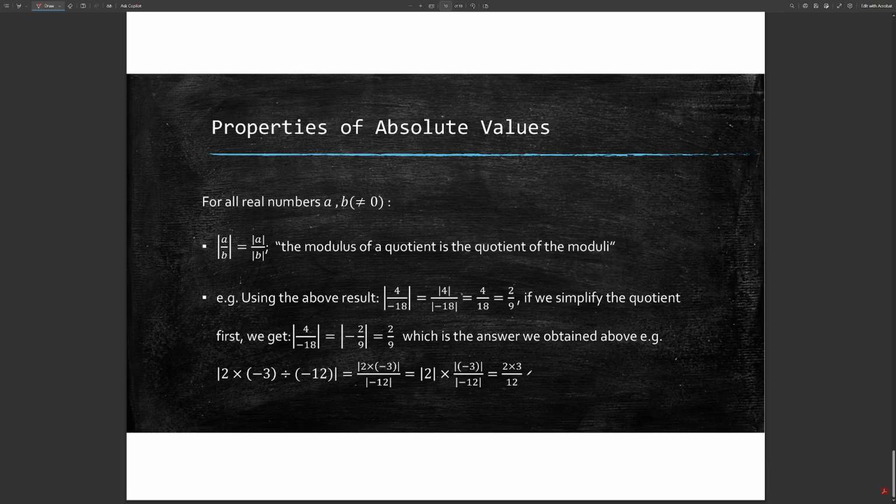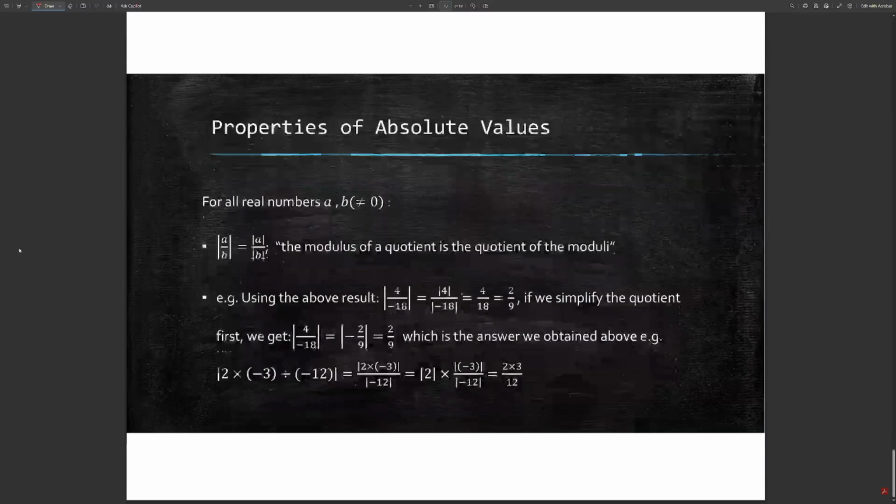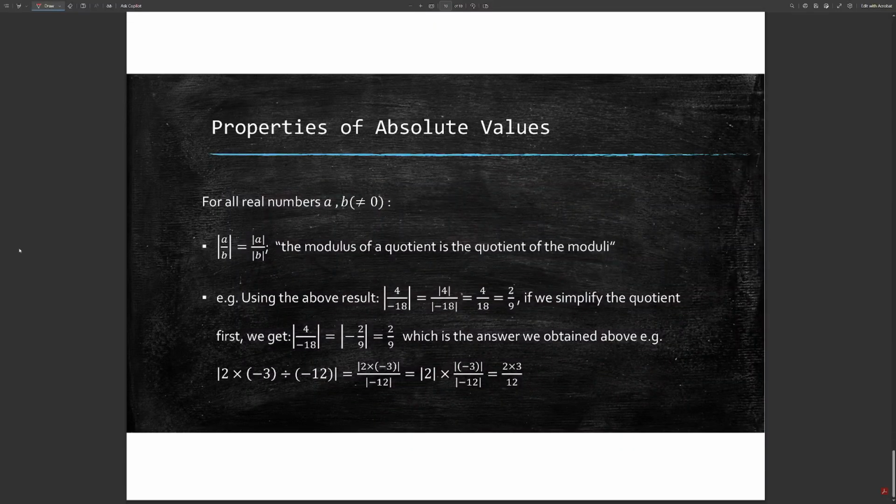If you want to write here, we can write 3 2s are 6 and 12, right? Or you can write it like this. Whichever instruction is asked to follow for the question. It depends on how the question is asked. So these are some properties of absolute values.